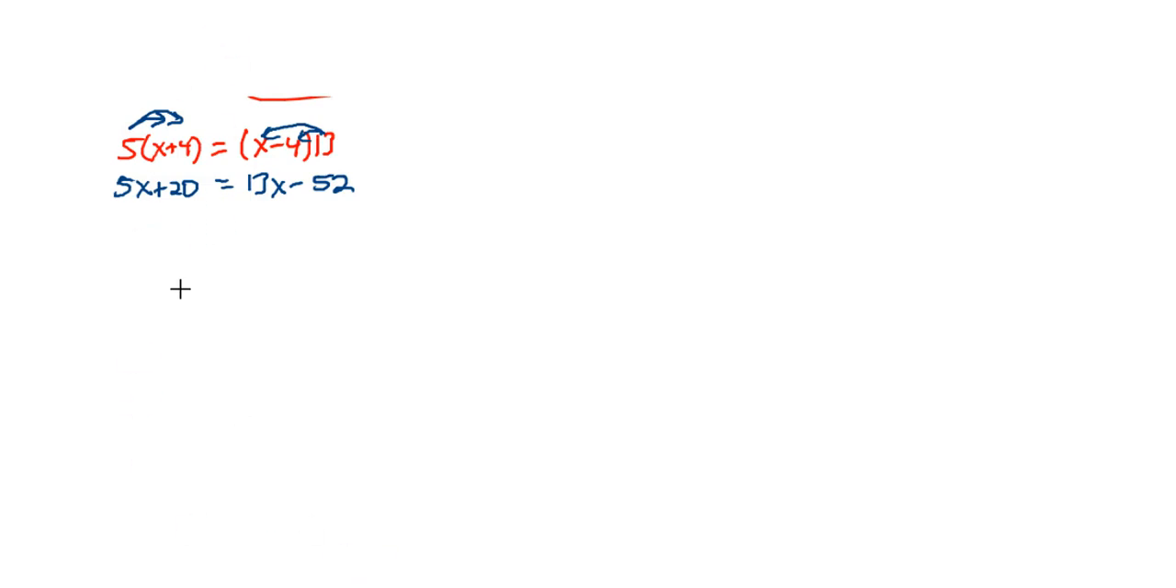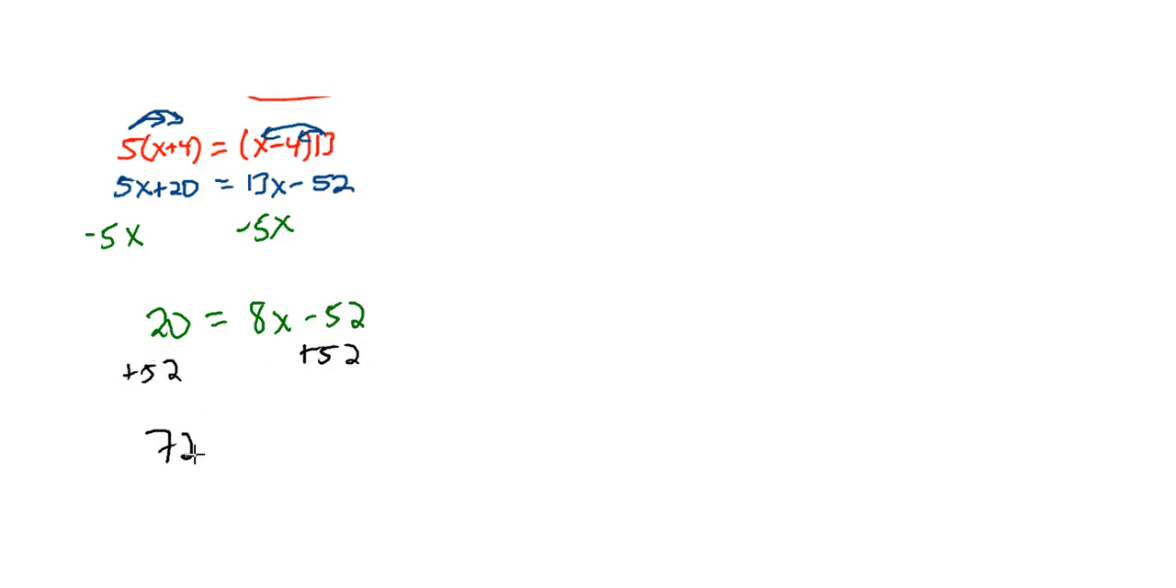Okay. All right, so we're going to subtract. I want to keep x positive. That's why I'm doing it this way. Subtract 5x over to the right-hand side. So we'll have 20 equals 8x minus 52. And then we'll add the 52 over to the left-hand side to get x by itself.